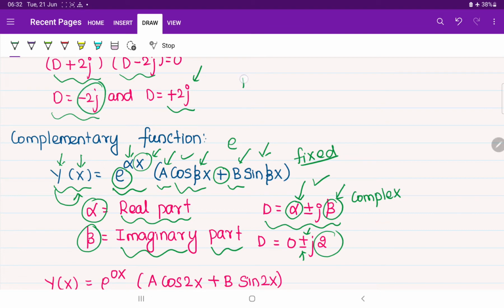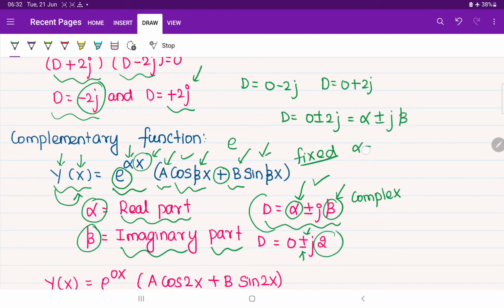Imaginary part. It means it can be rewritten as 0 minus 2j, again 0 plus 2j, or I can combine this: d is equal to 0 plus or minus 2j. See there, now it is in the form of alpha plus or minus j times beta, whereas the value of alpha equals 0, and the value of beta equals 2. That is all.